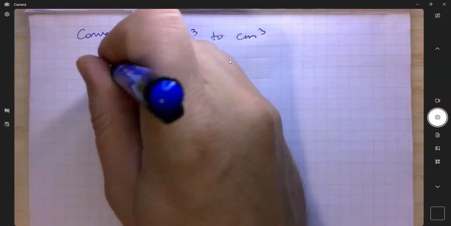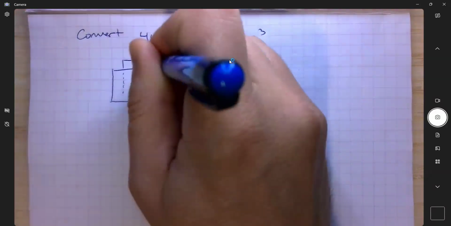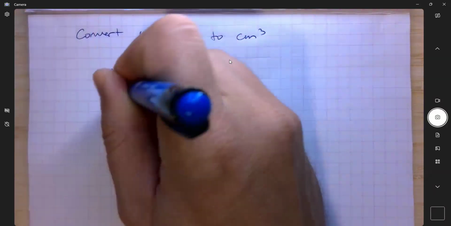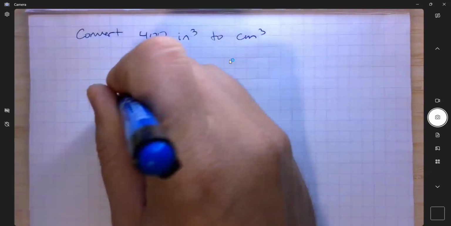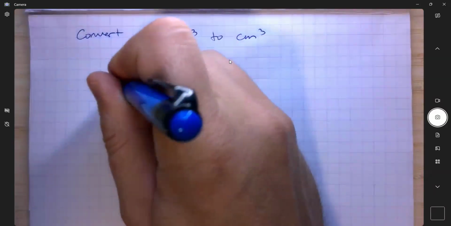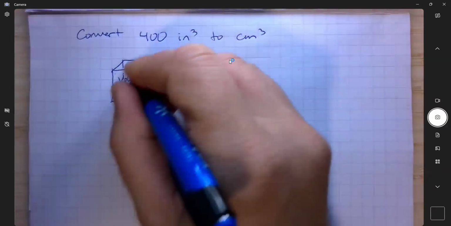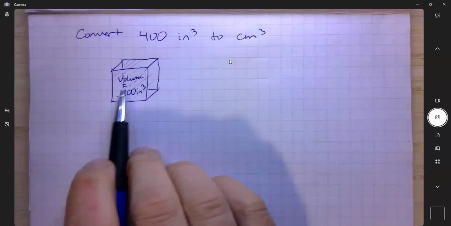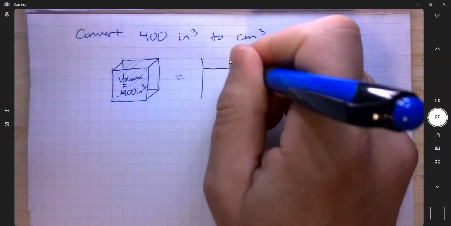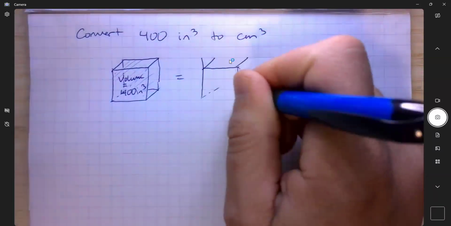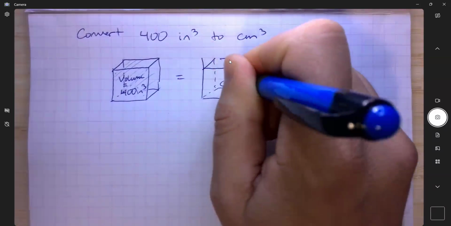So what that's saying is I have some shape. We can think of it as an actual cube. And the volume is 400 inches cubed. Right, so the space inside this cube is 400 inches cubed, and we want to know what that same volume would be if it were in centimeters cubed.